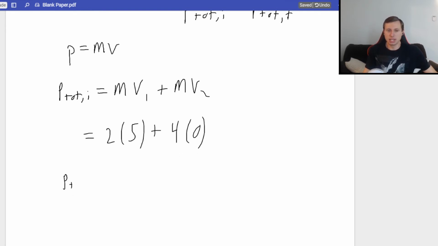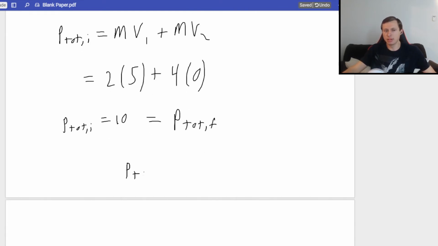So that means that P total initial is 10. And now again, I need to set that equal to P total final, which I need to solve right now. So P total final, this you can easily mess up. So I'm going to mess it up on purpose, and I want you to see how I mess it up.